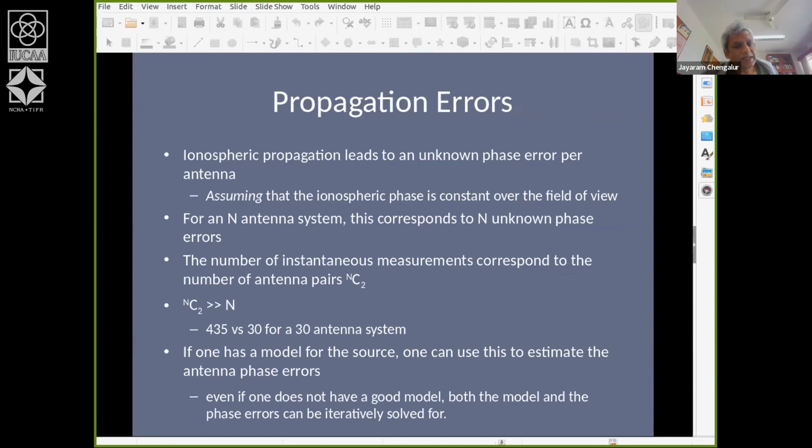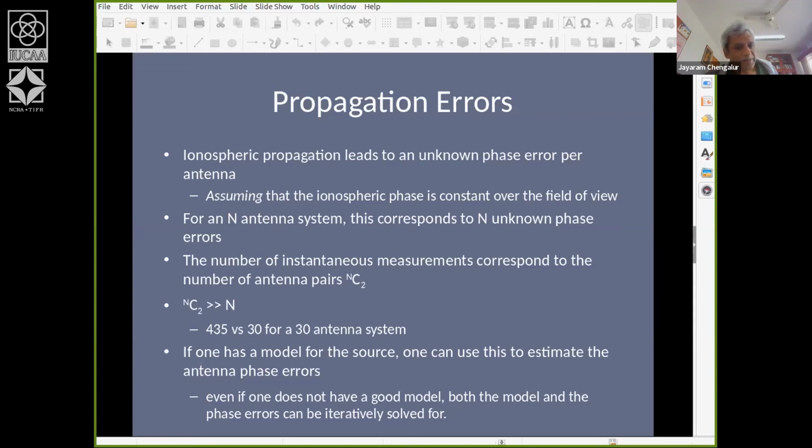So the number of instantaneous measurement numbers which you have to calculate to do the correction is just N. On the other hand, the number of measurements that you made is NC2, which for a large N is much, much larger than N. For example, for the GMRT, you have 435 measurements versus 30 antennas. So there are 30 unknown phases introduced by the ionosphere, but you have 435 measurements. Since this is a highly over-constrained problem, it's actually possible to make corrections for the ionosphere.